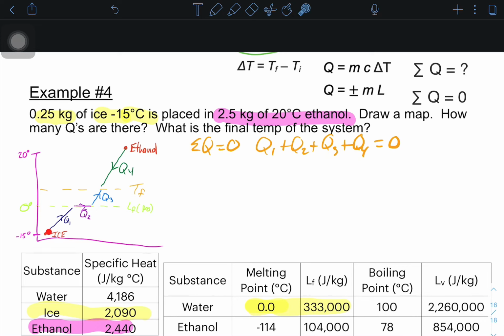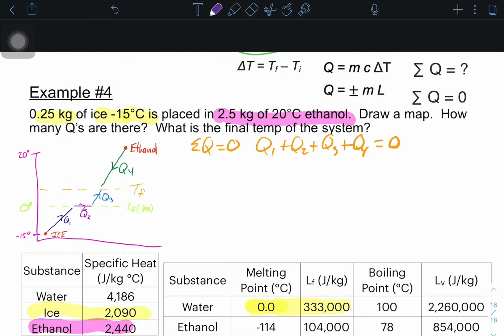And then we ask, is Q1 a temperature change or phase change? Is Q2 a temperature change, phase change, and so on. I did go through and say my ice is going to melt, which means it's a latent heat of fusion. And because my arrow is going to the right, it's going to be positive. So when we say plus or minus M times L, it's going to be the plus. Just keep that in mind.